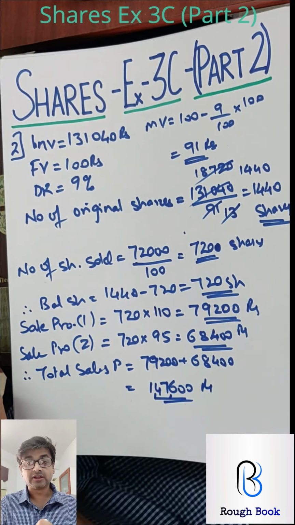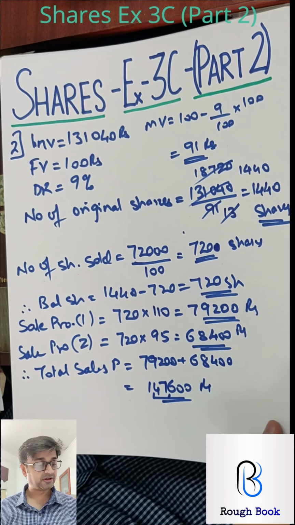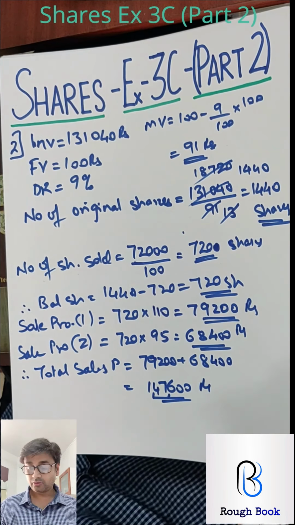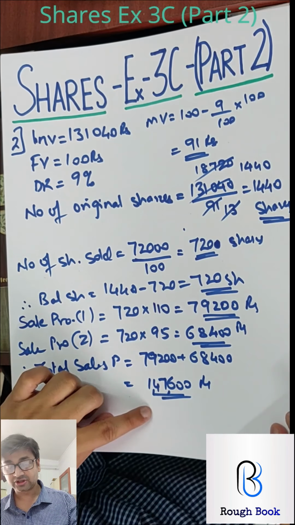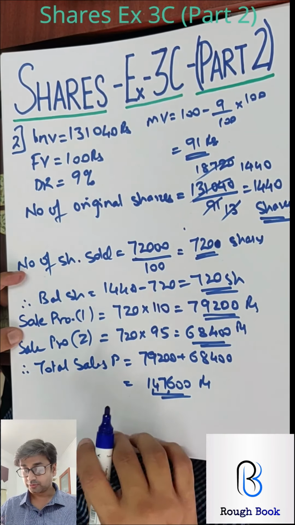1,47,600 becomes my total sale proceeds. And now try and get me the final income. So what is the gain or loss? So this is the investment that she made, and this is the price she is getting on selling both the shares, both parts of the shares.